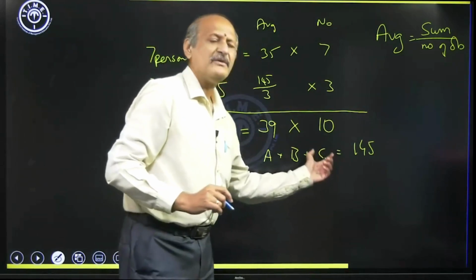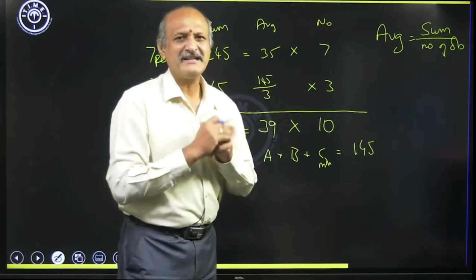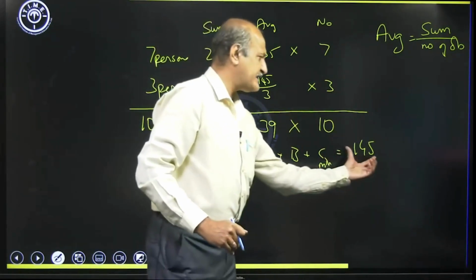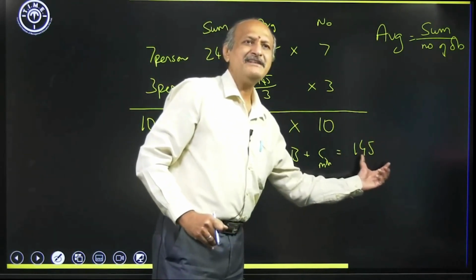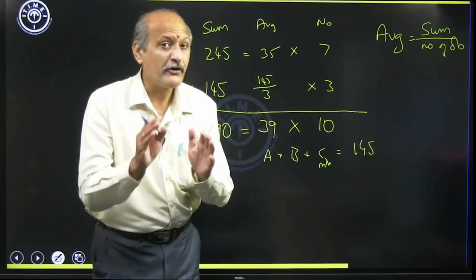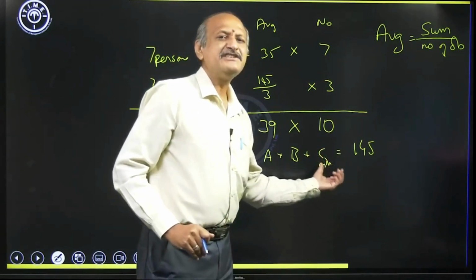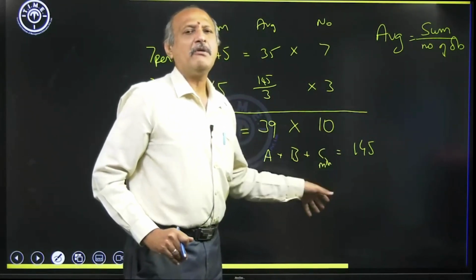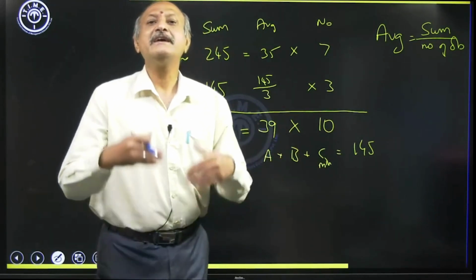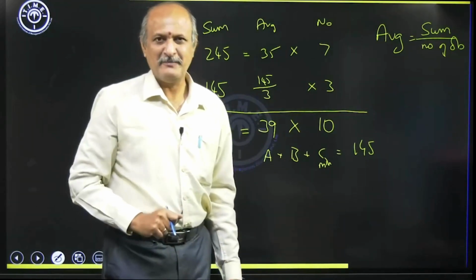If one person has to get a minimum score, what does it mean? The others should get a maximum score. It's just like imagining you are distributing 145 coins among 3 people. If you want C to get a minimum number of coins, what should happen? The other ones should get a maximum number of coins. Now let us see what maximum these other 2 people can get.